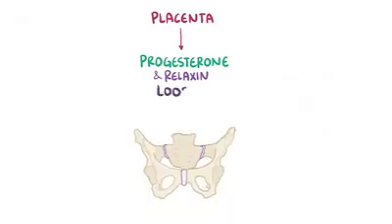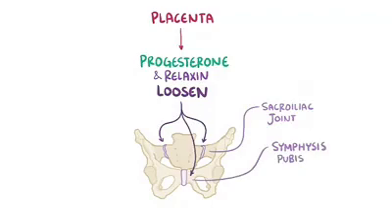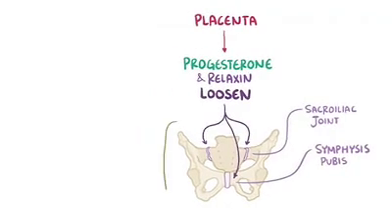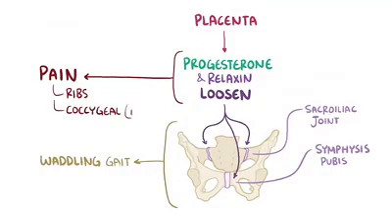In addition, progesterone and relaxin, another hormone produced by the placenta, both loosen ligaments around the sacroiliac joints and symphysis pubis in preparation for fetal passage through the birth canal. This results in the waddling gait sometimes seen during pregnancy, and these two hormones can also cause pain in other joints, like those of the ribs and coccyx or tailbone, all from shifting ligaments.